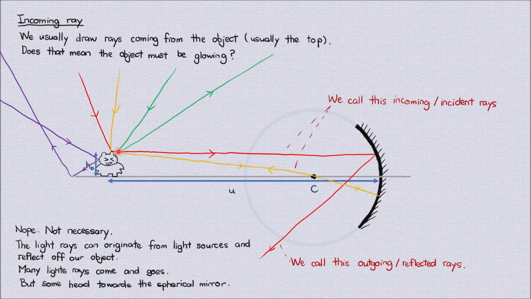Okay, so when light is coming towards the mirror, we call these kinds of rays incoming rays or incident rays. When it has already reached the mirror and gets reflected off, those kinds of rays we call outgoing rays, or reflected rays. Okay, so that's the idea for incoming rays. And now let's move on to study how it gets reflected off the mirror.